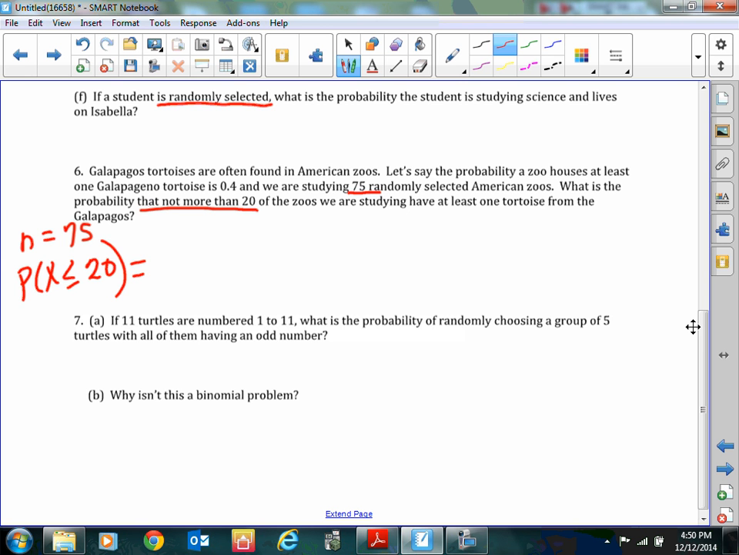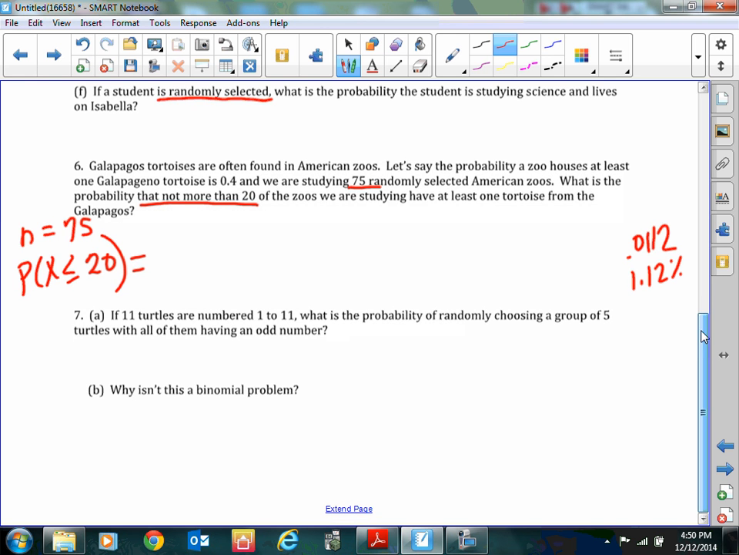I want to see your work shown, and this is one of those sequence problems where you are using binomial CDF. Make sure you can show your work. That's 0.0112, or 1.12%, is the answer you will get if you did that correctly.